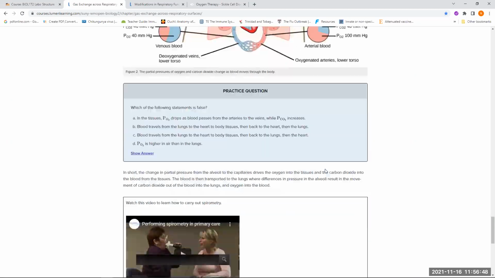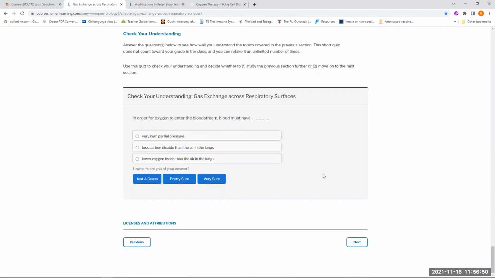All right, let's see if we could do some questions. In order for oxygen to enter the bloodstream, blood must have what? So for it to go from the alveoli into the capillaries, what needs to happen? Well, it's diffusion, right? So in order for oxygen to enter the bloodstream, the blood must have what? If it's diffusion, moving from high to low, it has to have very high partial pressure. Very high partial pressure. All right.